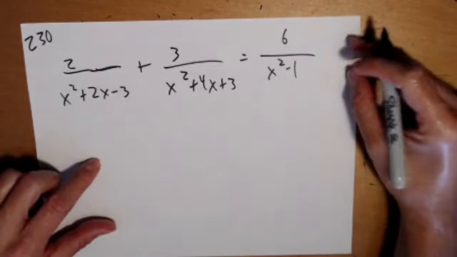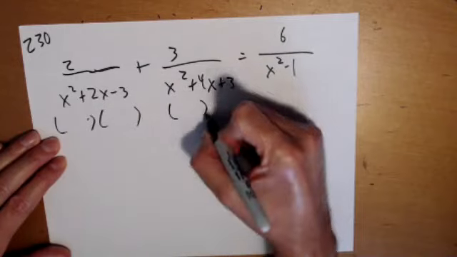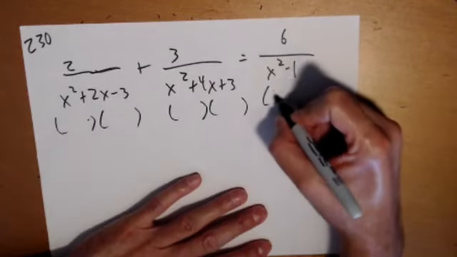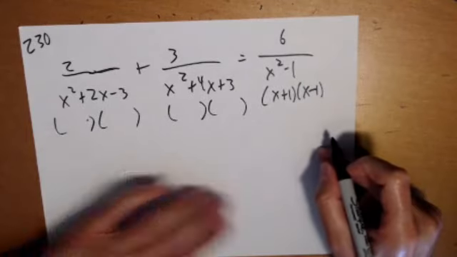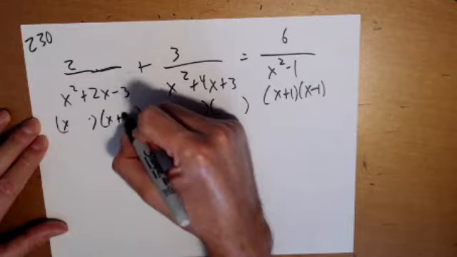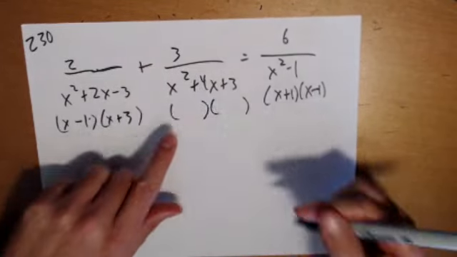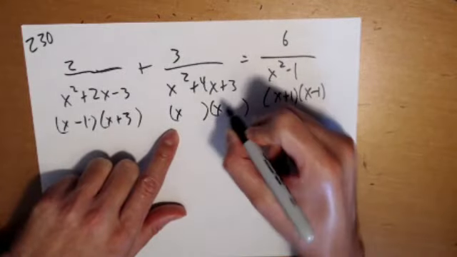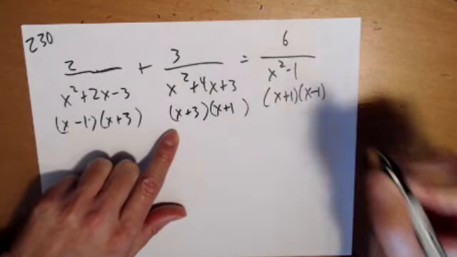Before I can play the domain game, let me factor these. This one I can do easily. x plus 1, x minus 1. Difference of squares, conjugates. Okay, this one. x, 3, so positive 3 minus 1. Multiply that, add, yep. The signs are the same, they're both positive. x plus 3, x plus 1.